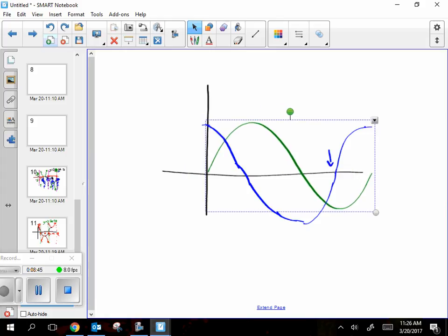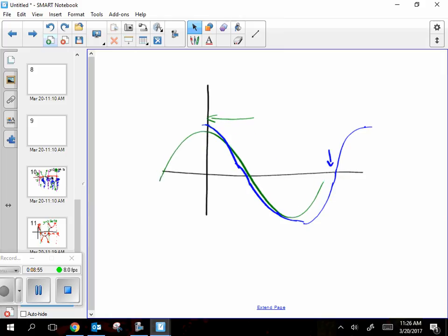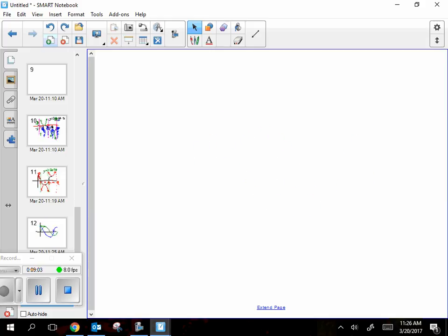How far to the left would I have needed to shift it? It's just this distance right here, right? So how far is that distance? It's pi over 2. And then look at that. It would also line up. They're not matching perfectly because I didn't draw it perfectly, but all right. Okay, so yes, there is that relationship. It's just a shift.